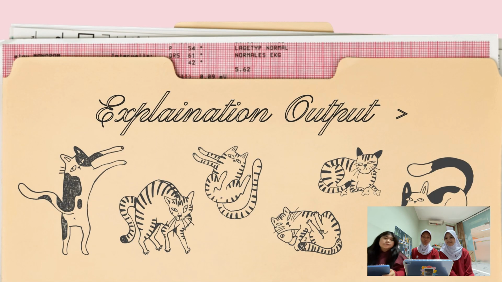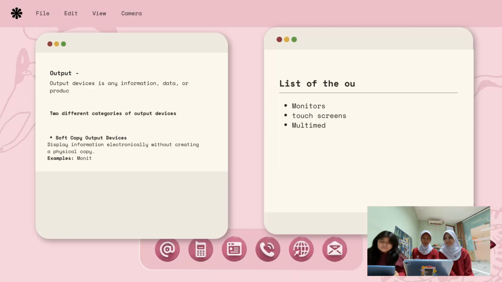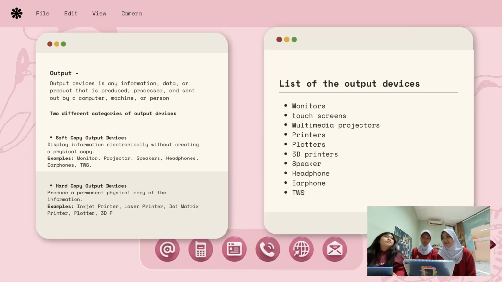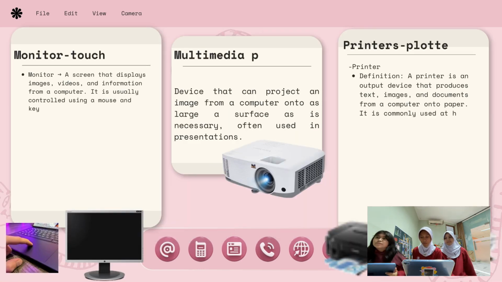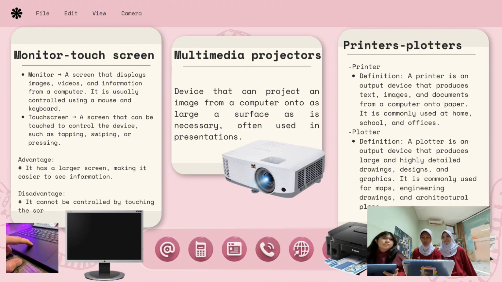And here is our explanation for outputs. An output is any information, data, or product that is produced, perceived, and sent out by a computer, machine, or person. Two different categories of output devices are soft copy output devices and hard copy output devices. And on the list of output devices, we have monitors and touchscreens. A monitor is a screen that displays images, videos, and information from a computer. It is usually controlled using a mouse and keyboard.